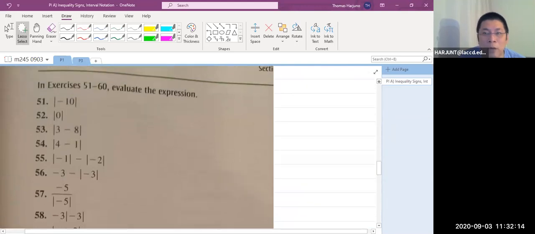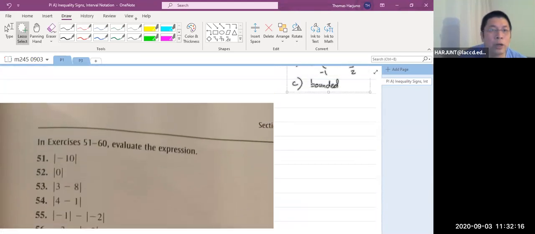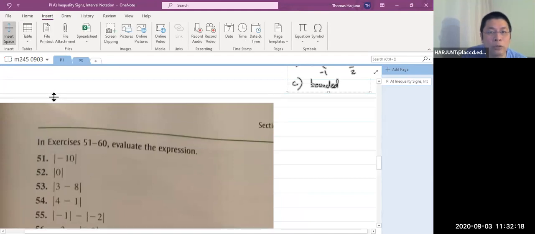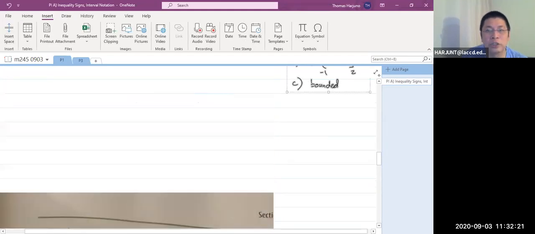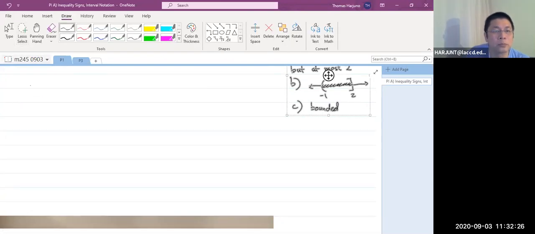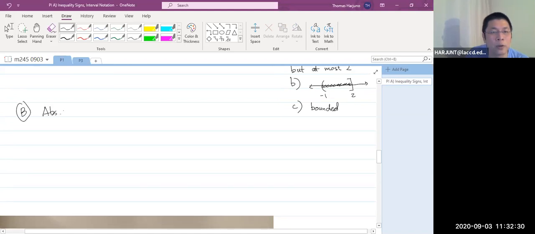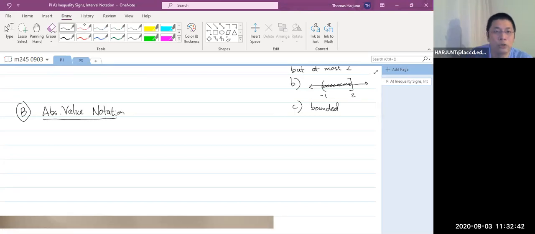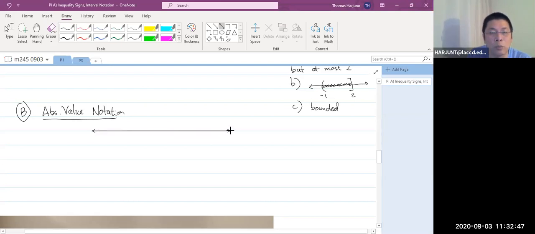Now, absolute value, I think we all know how to do already, but what I want to actually look more into is the interpretation for absolute value. Absolute value notation is usually used to depict or describe the distance between 2 points.